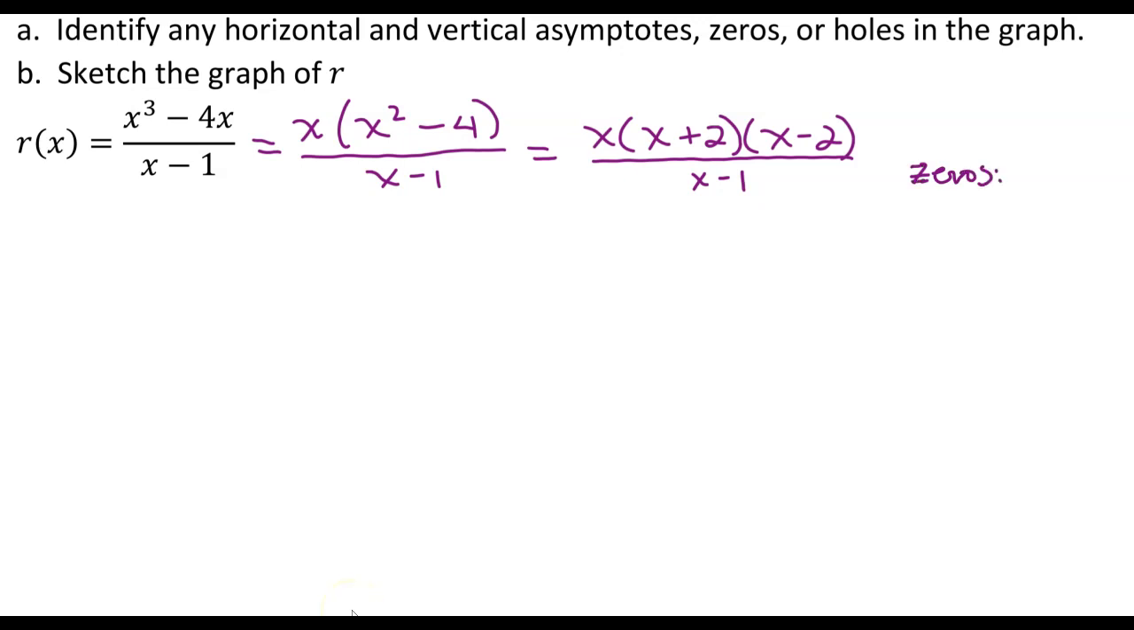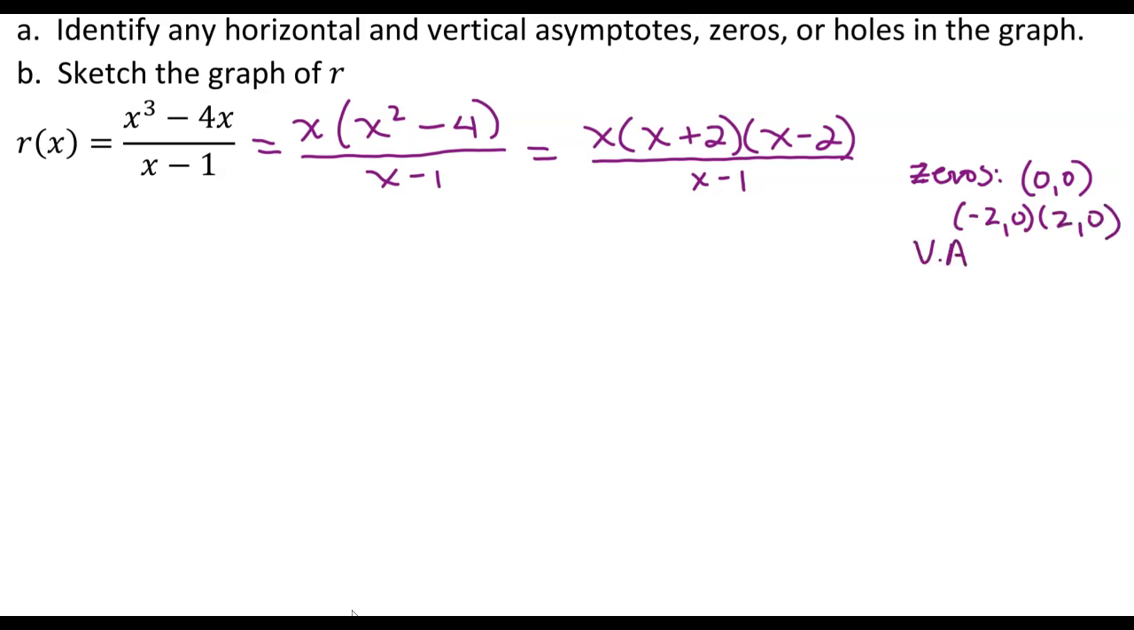And they are at, looking at the numerator for this, x equals 0 will make the entire fraction 0. X equals negative 2 will make the entire fraction 0. And x equals 2 will make the entire fraction 0. So there are (0, 0), (negative 2, 0), and (2, 0).